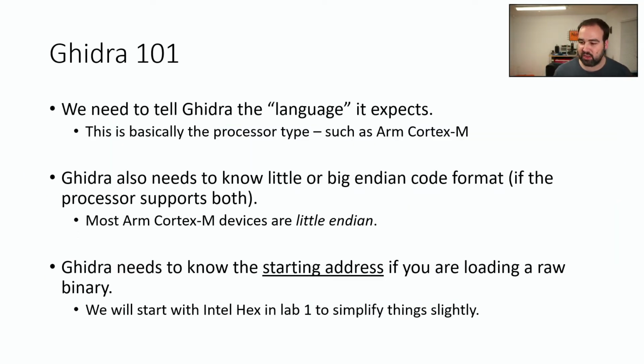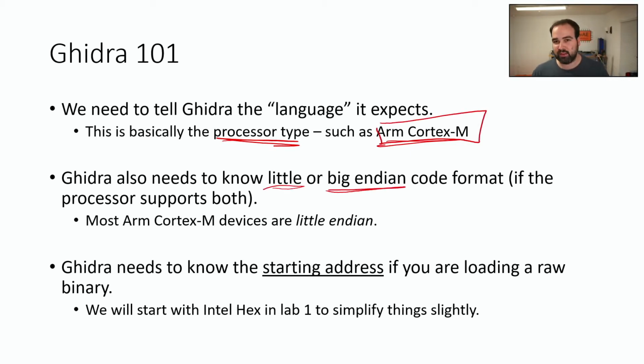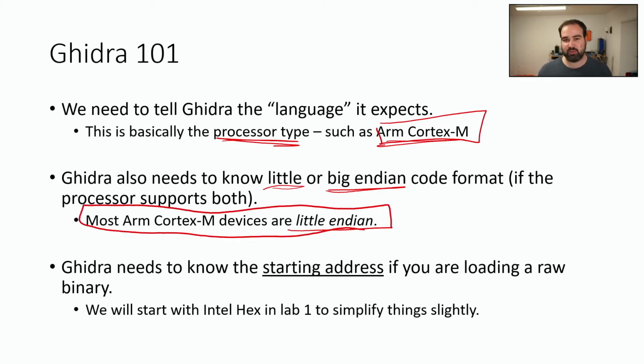Really briefly, sort of Ghidra 101: what you need to do is tell Ghidra the language that it expects. This is like the processor type. So if we have an ARM Cortex-M, we need to tell it that it's an ARM Cortex-M device. Ghidra needs to understand how it's converting the binary to assembly code. So part of it is the processor. You may also have to tell it about the code format it's expecting, little or big endian. Most Cortex-M devices we're dealing with are little endian, but technically some of these different processors could support both, so there's an option to insert that.